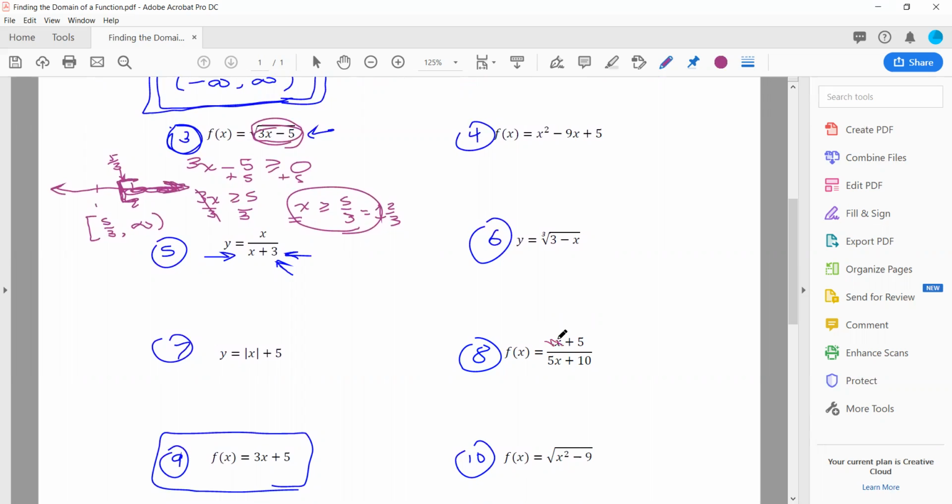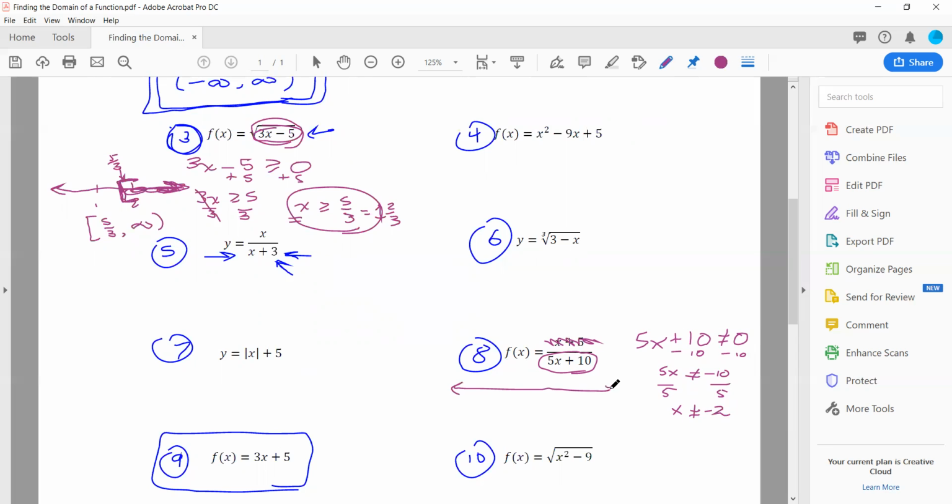And if we're looking for domain, I don't care what's in the numerator. The denominator is what's going to cause issue. And so if it's a denominator, I'm going to take everything that's in the denominator and say that cannot be 0. If it's 0, game's over. So it cannot be 0. A quick solve, I get 5x cannot be negative 10. Divide by my 5, divide by my 5, and x cannot be negative 2.